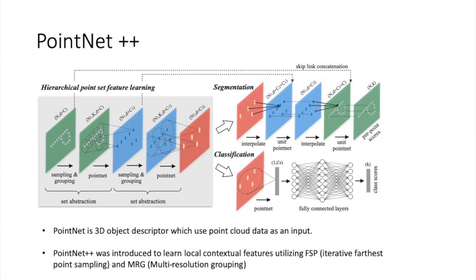In this slide, I will briefly explain how PointNet++ works. PointNet++ is a high-performance 3D object descriptor that uses a point cloud dataset as an input. It consists of FPS, iterative farthest point sampling, and MRG, multi-resolution grouping layers, along with PointNet layers. Through these layers, PointNet++ can extract local contextual features of the input data. For this reason, I assume this network can be a good descriptor of the granularly distributed dataset.